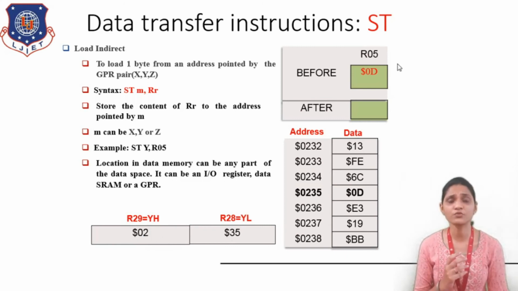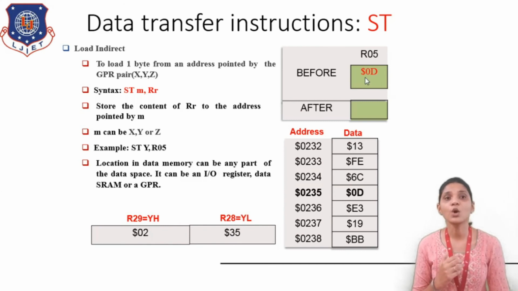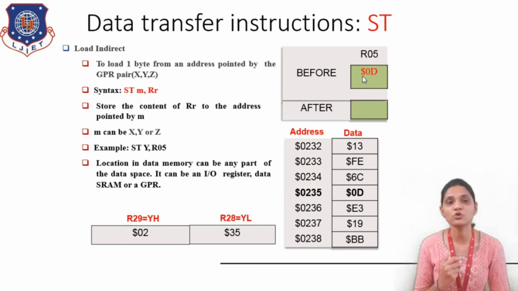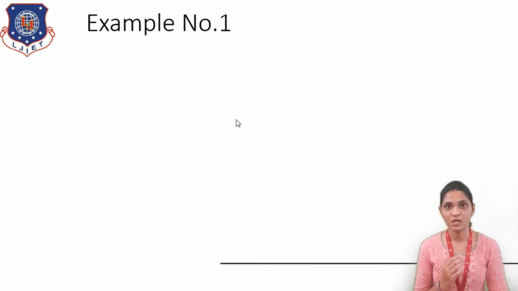Before execution of the instruction, if the content of register R5 is like 03, then after execution of this instruction, that content is going to be stored at the memory location given by the Y register as well. That Y register is 0235. So this content 03 is also going to be stored at location 0235. Okay, so this is the instruction which we can use for storing the data.